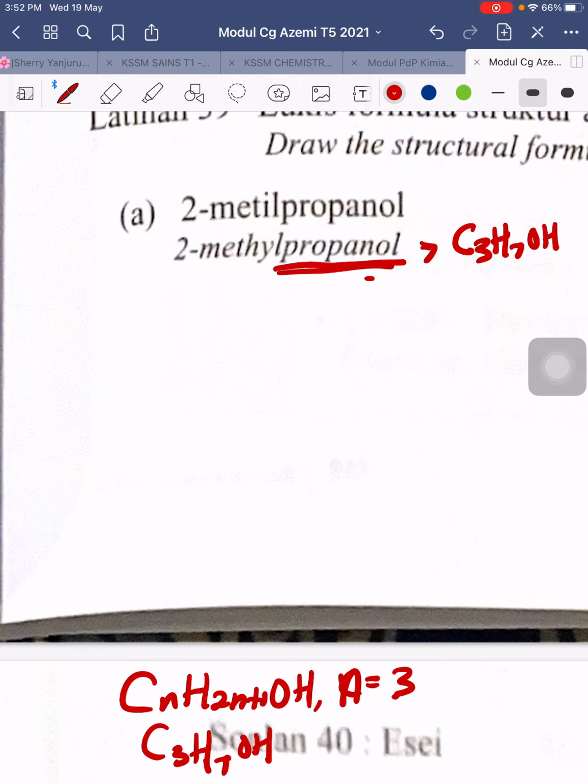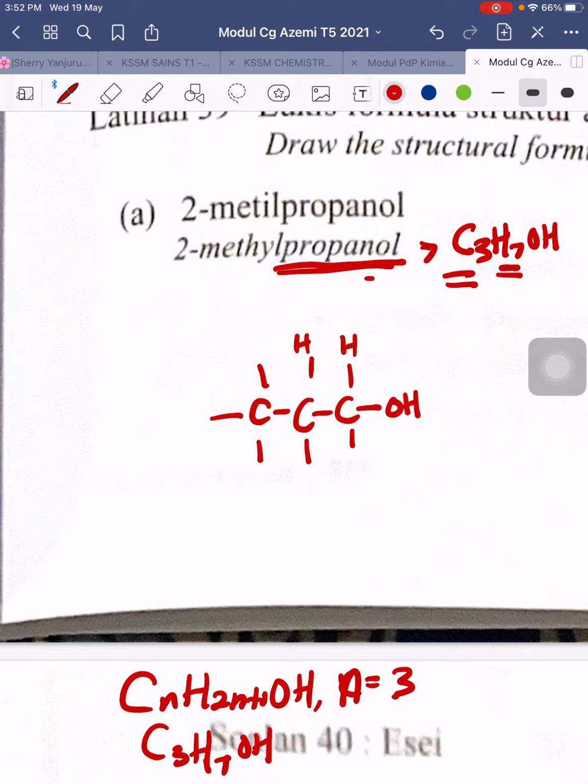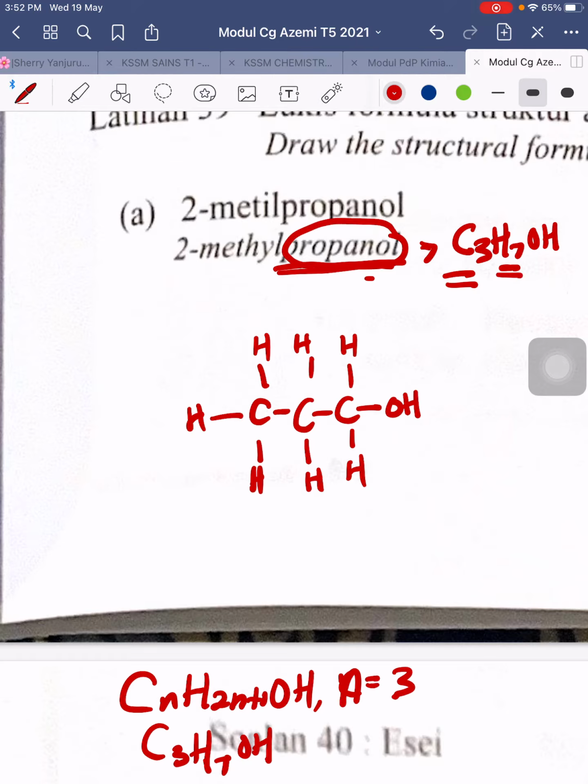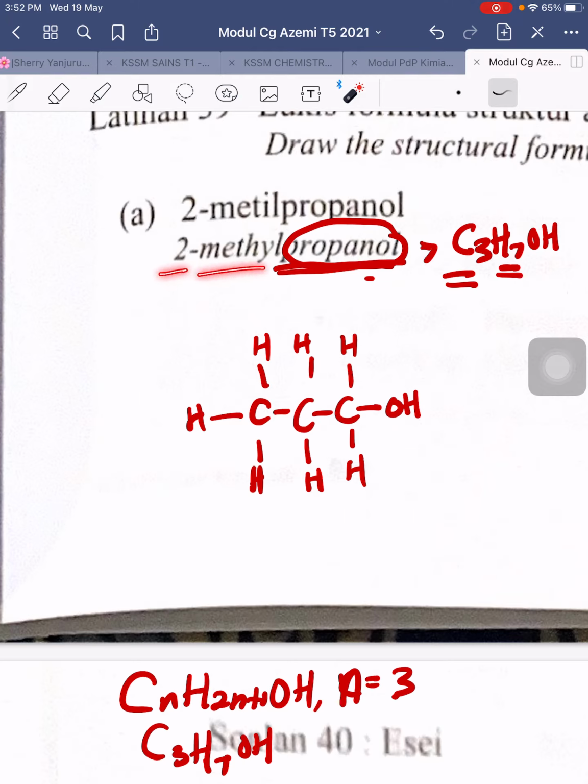So you should understand that propanol is actually an alcohol with 3C. So we draw C, C, C. And then we draw H7. 1, 2, 3, 4, 5, 6, 7. I would like to draw my OH at the back. Okay, so this one will be H, H, H, H, H, H. Okay, so this is done. For propanol, it's done. But that is not what the question wants you to draw. The question wants you to draw 2-methyl propanol. You already draw propanol, but you have not drawn this one yet.